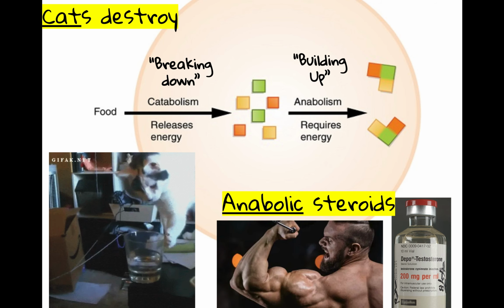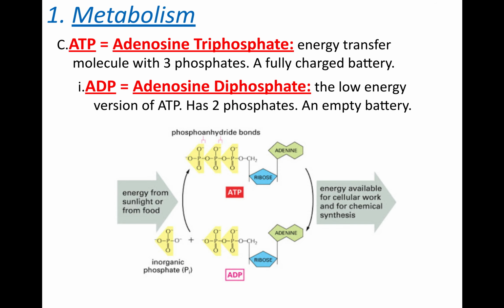Okay? All right. Now, going back to metabolism and those ATP, ADP batteries that I keep talking about, I want to make sure we know that molecule really well, because we're going to talk about it a lot, because it plays a really huge role, especially in muscles and our neurons and all that other stuff. We're going to talk about ATP a lot throughout the year.